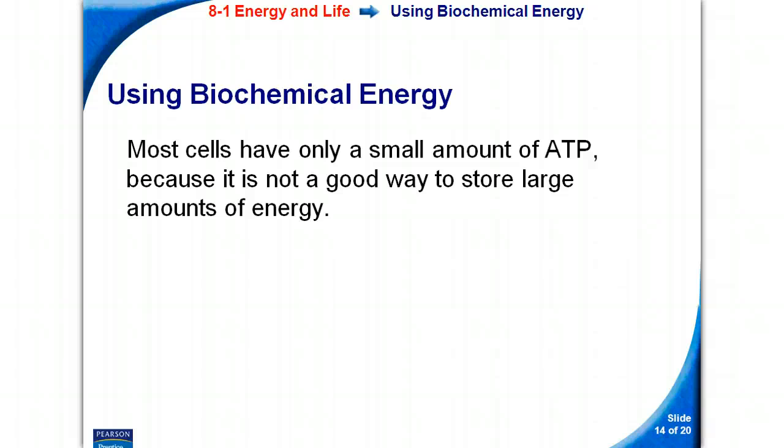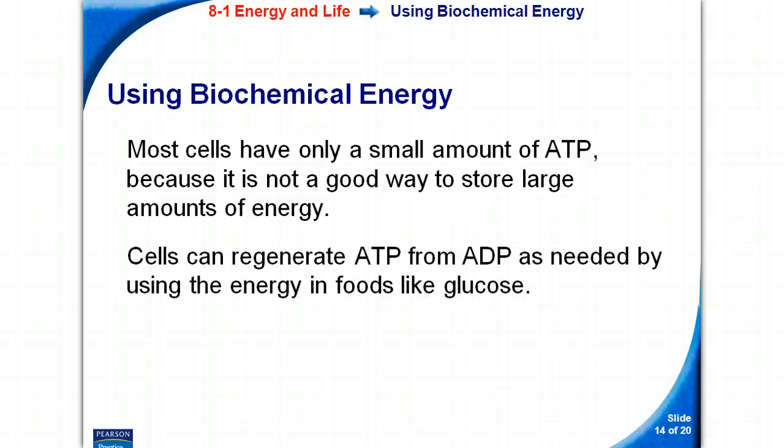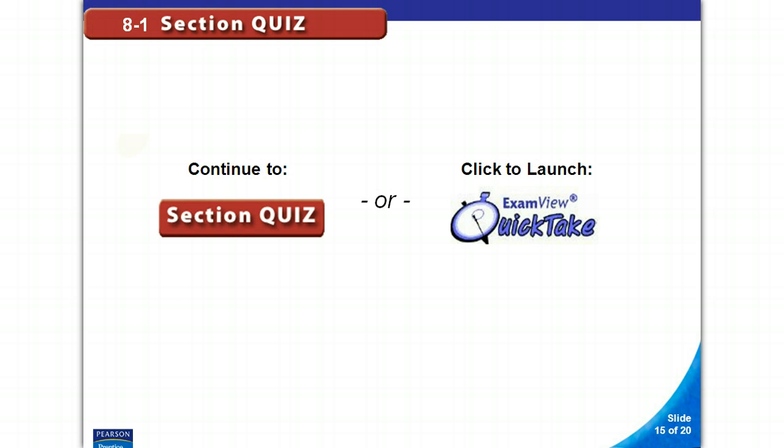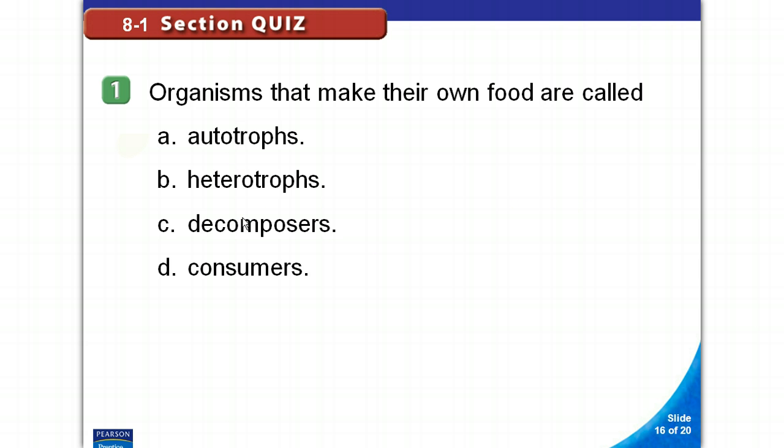Most cells have only a small amount of ATP because it is not a good way to store large amounts of energy. Cells can regenerate ATP from ADP as needed by using the energy in foods like glucose. Alright, so that's the end of this section. We'll go through the section quiz real fast. Don't worry about answering it. Just pay attention and listen.